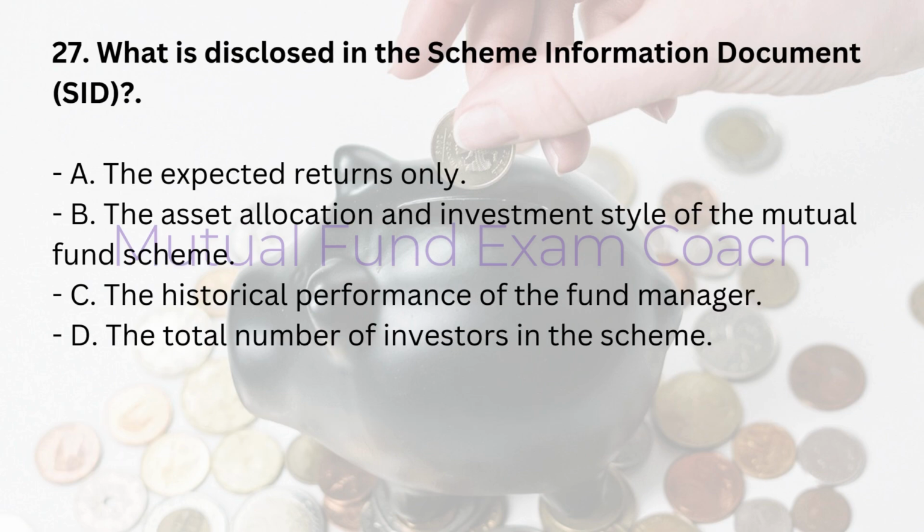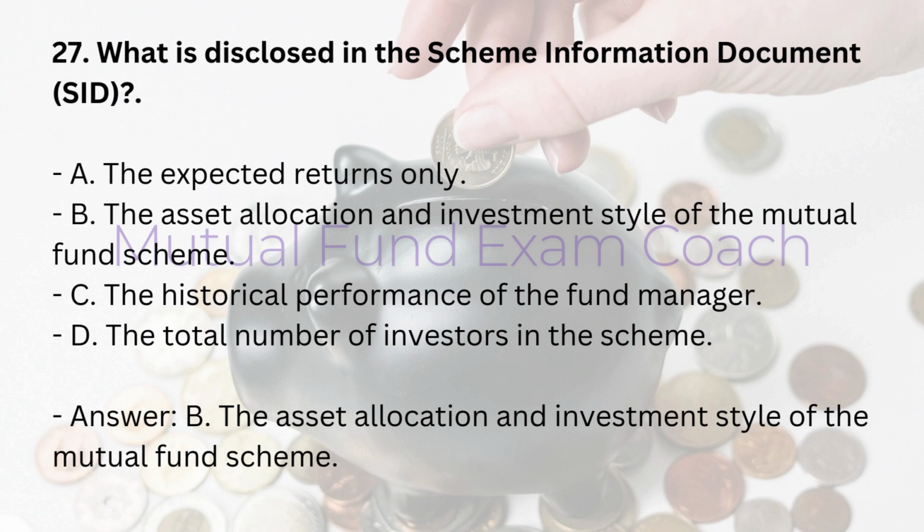27. What is disclosed in the scheme information document, SID? A. The expected returns only. B. The asset allocation and investment style of the mutual fund scheme. C. The historical performance of the fund manager. D. The total number of investors in the scheme. Answer: B. The asset allocation and investment style of the mutual fund scheme.